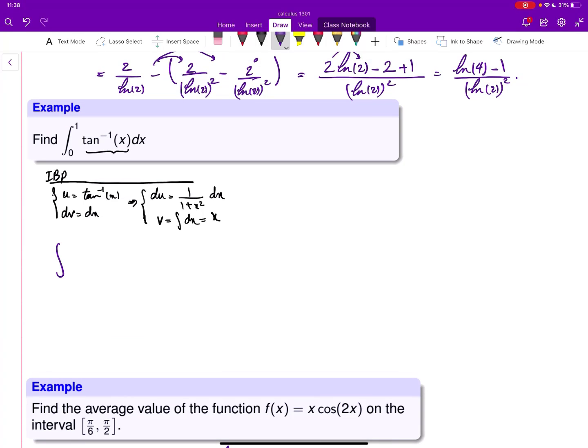So my integral here will be the integral of tan inverse x dx from 0 to 1. We know that this is uv, which is x tan inverse x, going from 0 to 1, minus the integral from 0 to 1 of v du, which is x over 1 plus x squared dx. As we saw in the other example, the substitution u equal to 1 plus x squared will solve that last part for us. Let me just evaluate the first part.